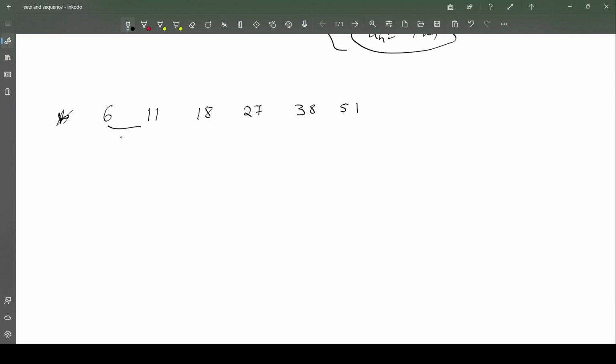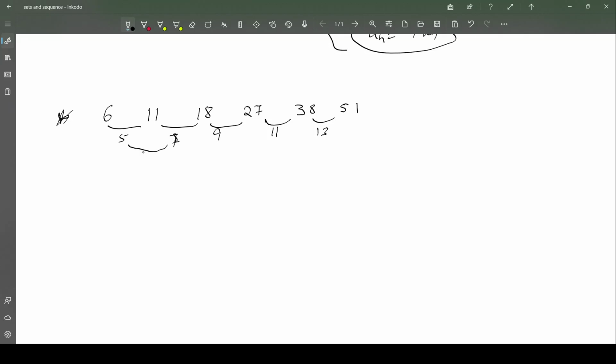11 minus 6 gives you 5, 18 minus 11 gives you 7, 27 minus 18 gives you 9, 38 minus 27 gives you 11, and 51 minus 38 gives you 13. Can you see that the first time we are not getting a proper difference, but we may get the difference in the second value, right?